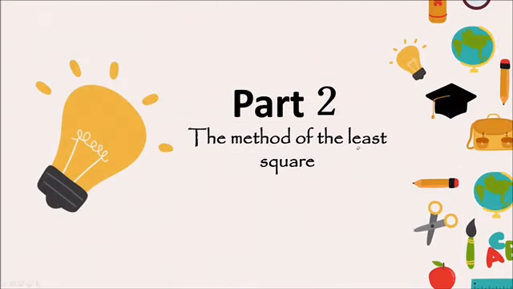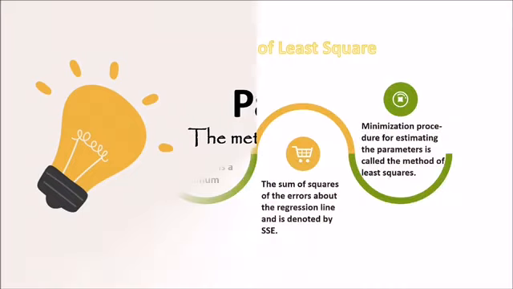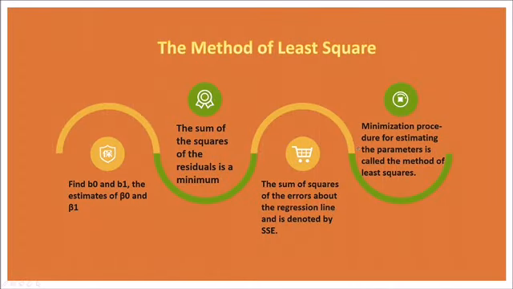Part 2. The method of the least square. The method of the least square is to find b0 and b1, the estimates of beta 0 and beta 1, such that the sum of the square of the residuals is a minimum. This is the sum of the square of the errors about the regression line and is denoted by SSE. This minimization procedure for estimating the parameters is called the method of least square.